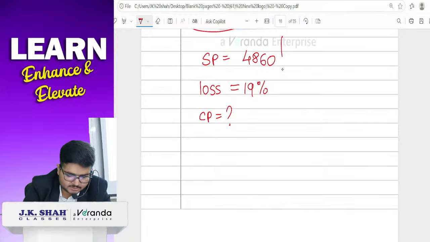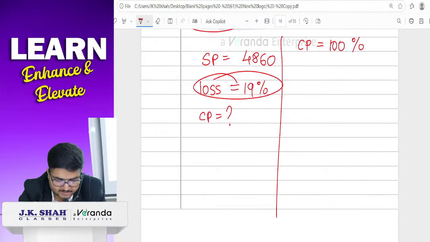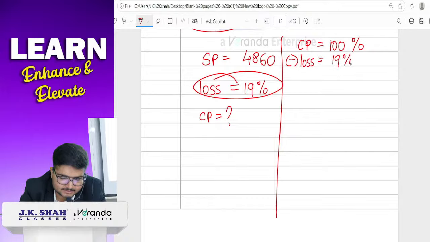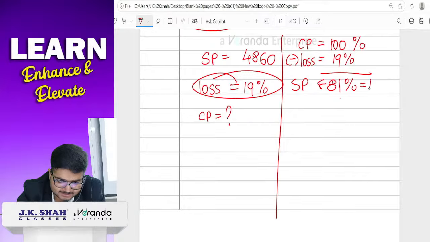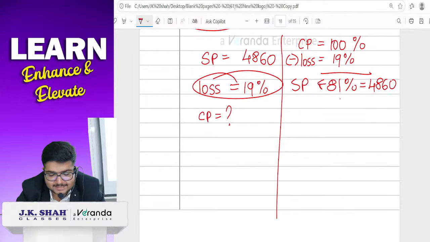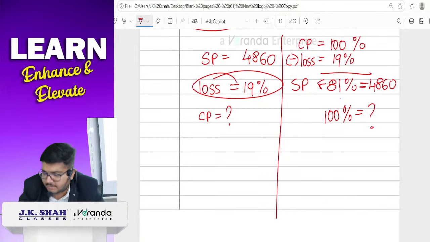Whenever you are asked for cost price, you will start the sum with cost price. Always take cost price as 100%. Now, in this case, you have incurred a loss of 19%, so you will be subtracting the loss, 19%. So the answer is 81%. Now, do you know what this 81% is? This is your selling price. But sir, selling price is given, na? Yes, selling price is given, 4860. That means 81% is your 4860. You have to find what is your 100%. This is the only story of the sum.